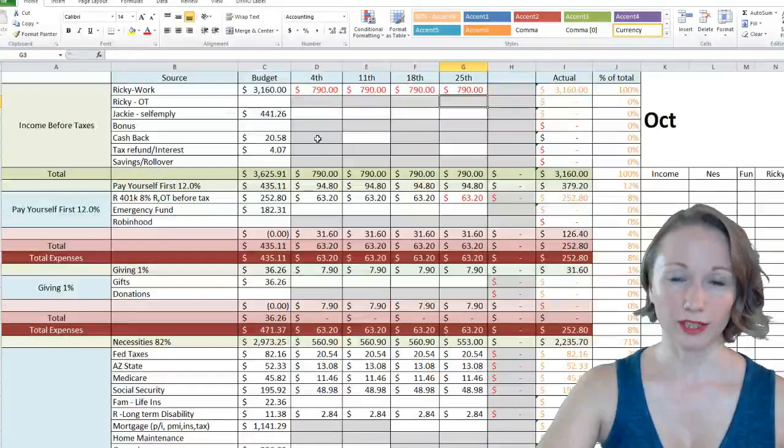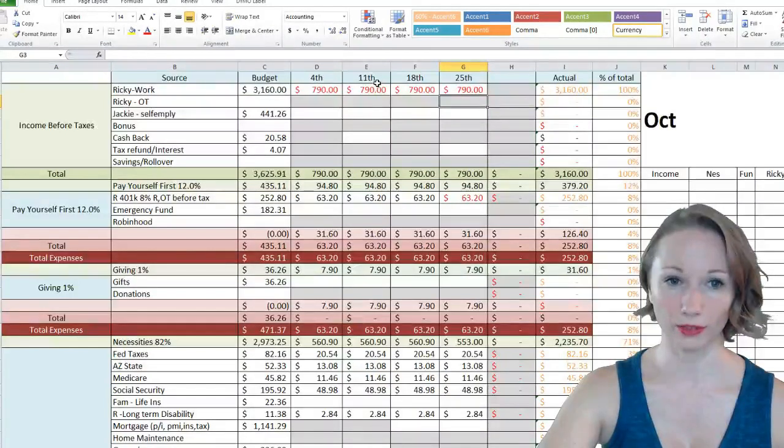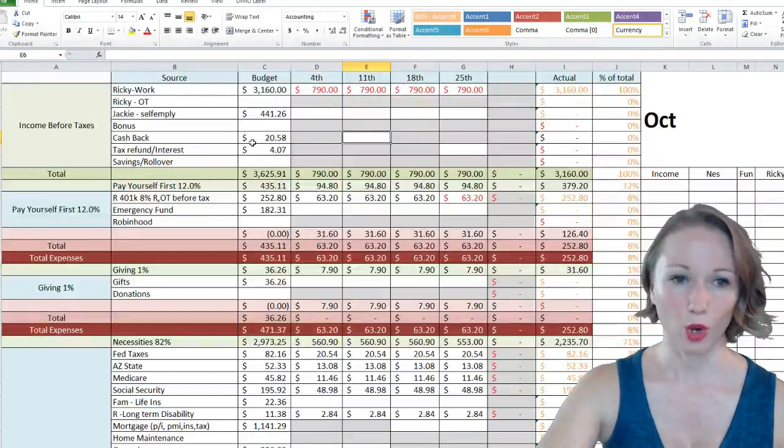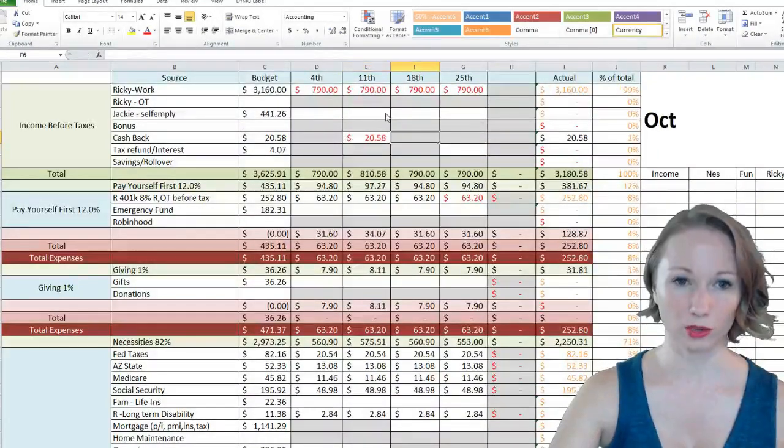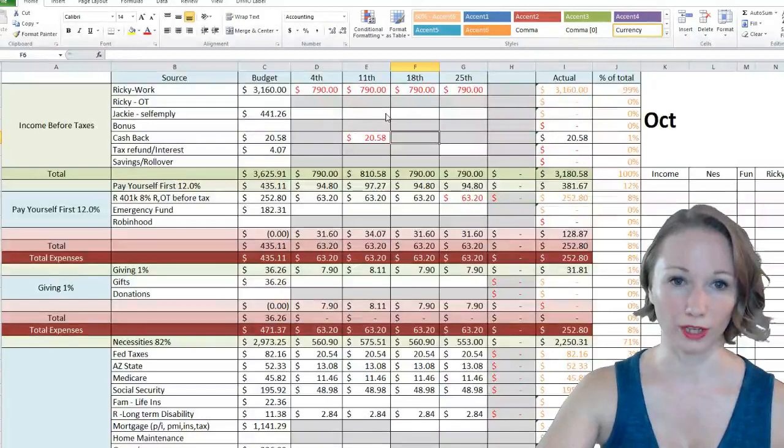Cash back, we usually get that on like the 5th or 6th of the month. So see here the 4th, well, we're not going to have it in time. So we're going to line it up with the 11th, even though we get it on the 5th or 6th. We'll just count it as the 11th. We're estimating $20.58. This is usually lower than what we most likely will get.